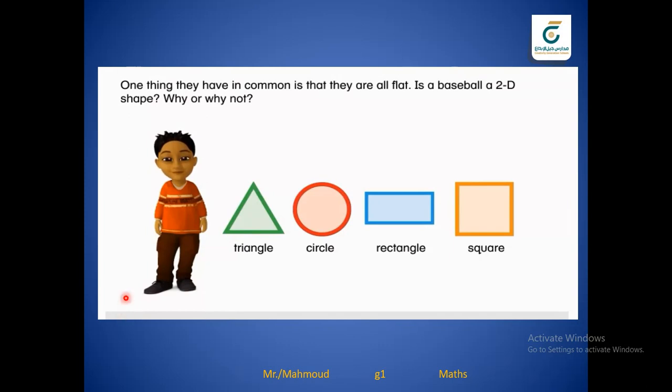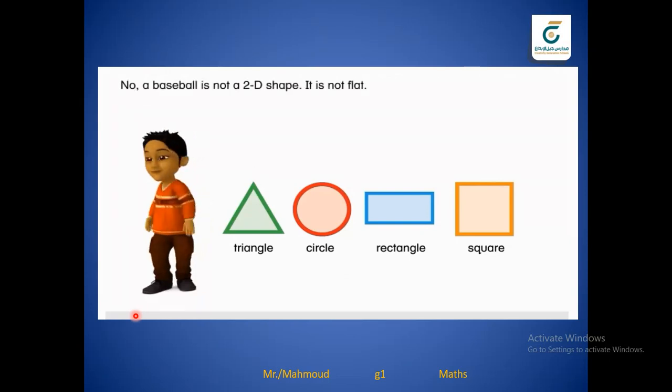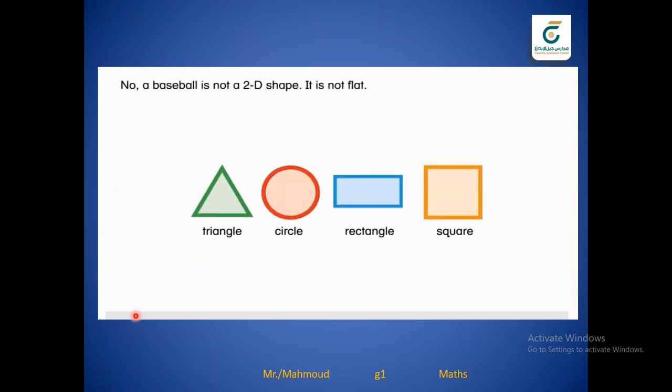Is a baseball a 2D shape? Why or why not? The question again, is the baseball a 2D shape? Let's find the answer. No, a baseball is not a 2D shape. It is not flat.